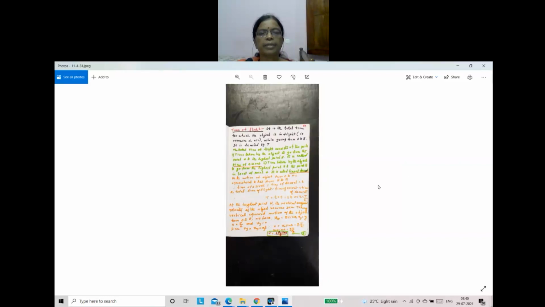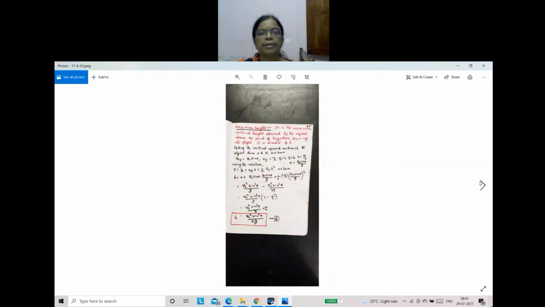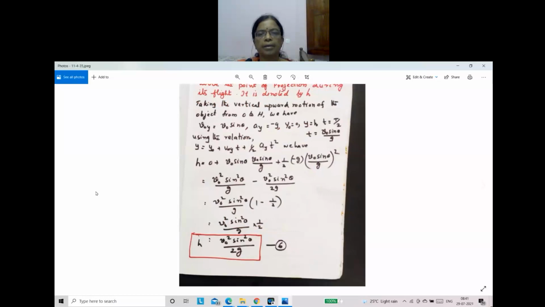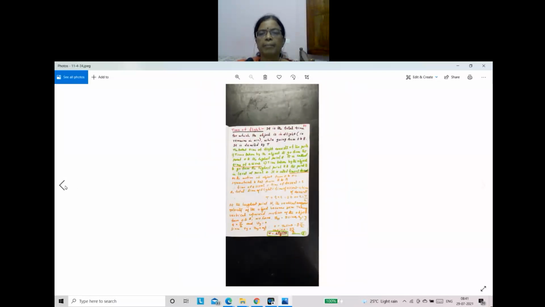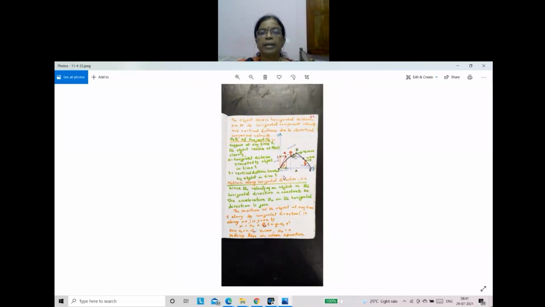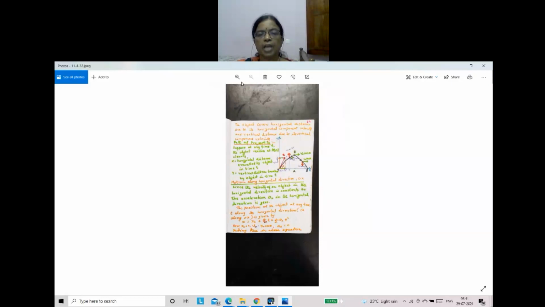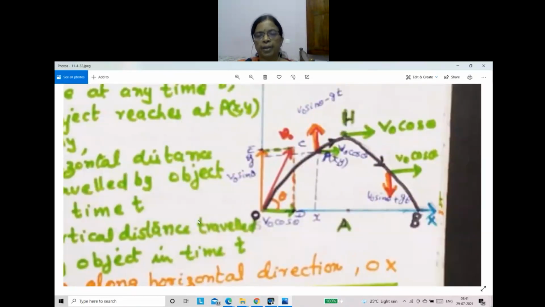Time of flight. I will show the figure. Again, the figure is needed. See, this is the motion of the projectile. We are going to find the time of ascent. Time of ascent means how much time it takes to reach the highest point. What all things do we have, children? We have the angle of projection theta. We have the initial velocity v0, and we know the components of velocity along the x direction and y direction.